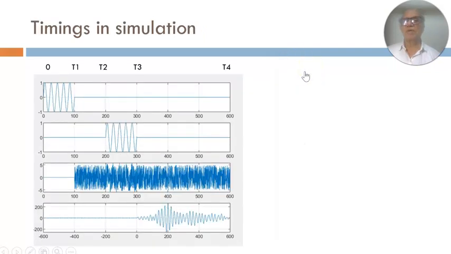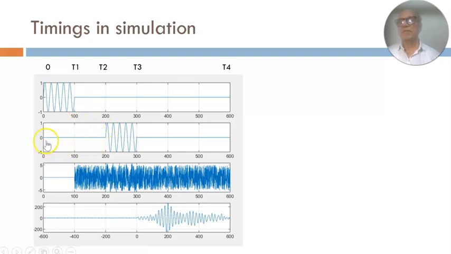Let us look at some more details. So let's look at the timings in simulation. This entire time window we have divided into several sections. You have one section from 0 to T1, another from T1 to T2, another from T2 to T3, and finally from T3 to the end of the time window. So what we need to do, between 0 and T1, we need to generate the sine wave.